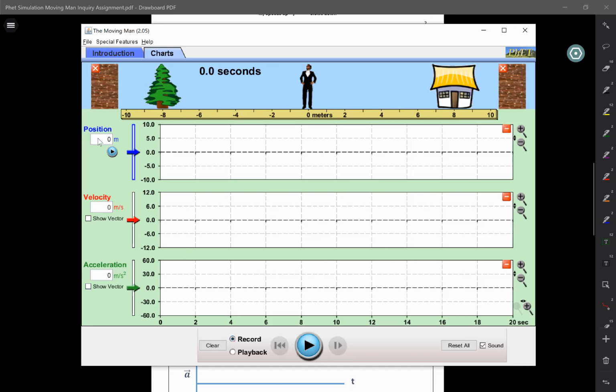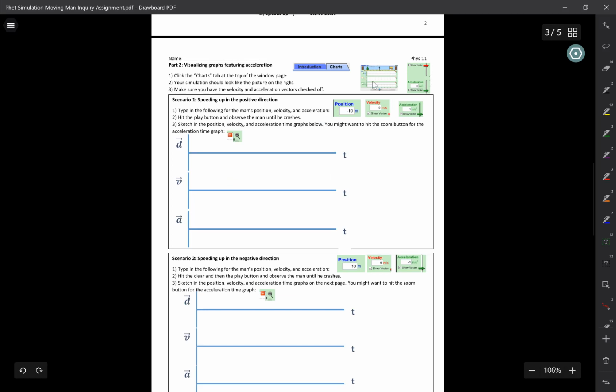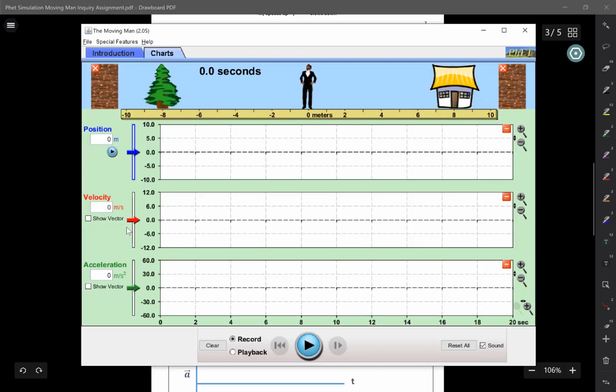There are 3 charts: position time graph, velocity time graph, acceleration time graph, and you have the moving man at the top. Now, it looks like that. Make sure you have the velocity and acceleration vectors checked off. Again, this is to help you. It's not so much needed. It's not really the focus of this part of the assignment, but I'm just going to leave it on.